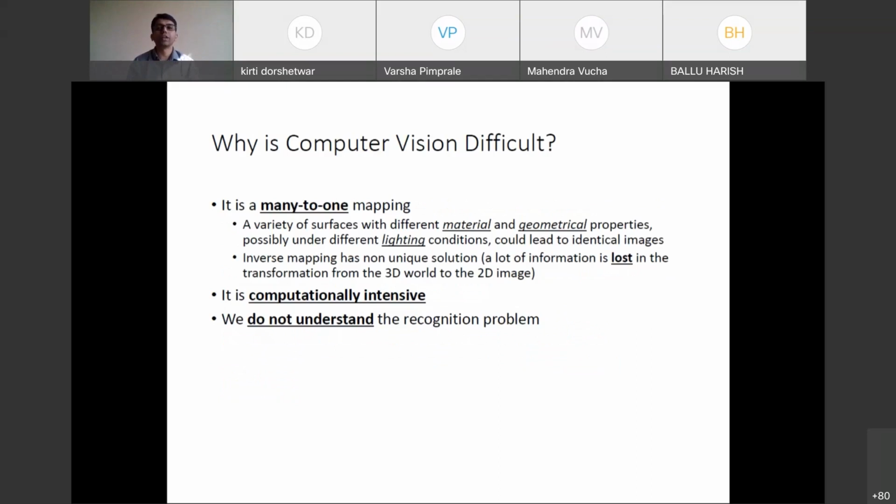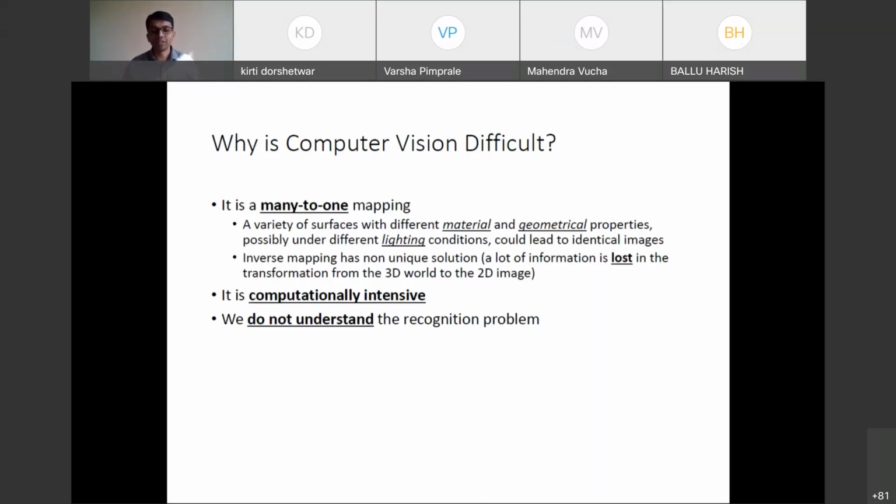So why is computer vision difficult? Basically, it is a many-to-one mapping. A variety of surfaces with different geometric properties, possibly under different lighting conditions, could lead to identical images. The best example is you can see my photo on your screen. Even though I wore the same shirt, because of the light, this is the boundary of separation. If you give my image to a segmentation algorithm, it will extract the face, and the upper part of my body will be segmented in two parts because of light in one part and shadow region in another part.